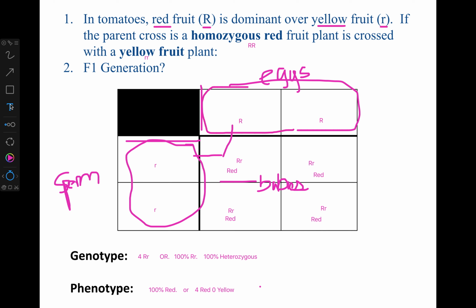Notice that it did ask for the F1 generation, which means that these are the parents up here, and F1, remember, is the first generation, right? So we just cross the parents to figure out what that first generation of babies could be. And we know that 100% of those babies are going to be heterozygous. There's no other option. But now we're going to do the next question.